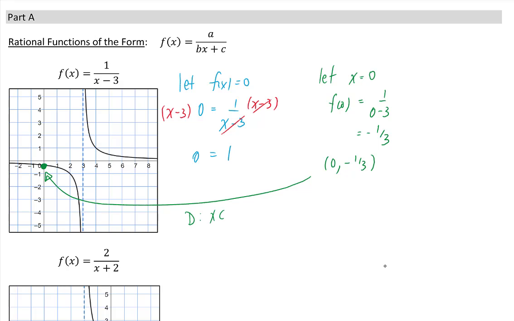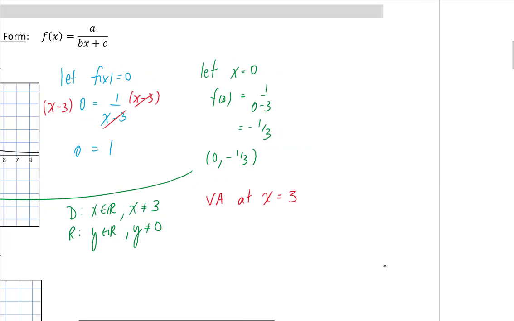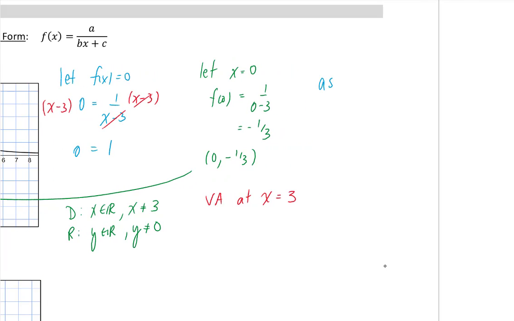So for our domain, we see that x is any real number. However, x cannot equal 3. And for our range, y is any real number, and we see that y cannot equal 0. f of x is a discontinuous function, and is discontinuous at x equals 3. We note there's a vertical asymptote at x equals 3. And if we look finally at the end behaviors, as x goes to plus or minus infinity, we see that y goes to 0, which tells us we have a horizontal asymptote at y equals 0.